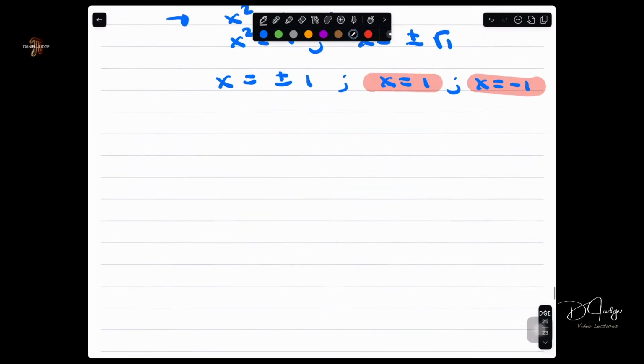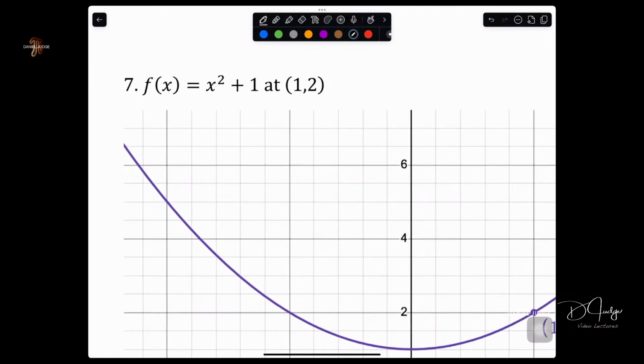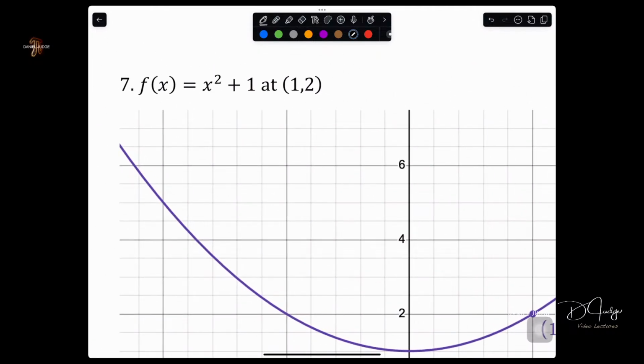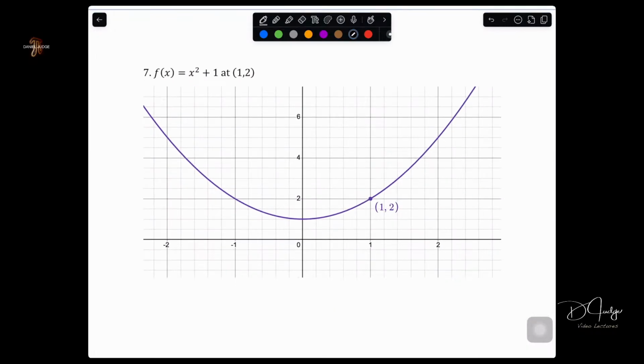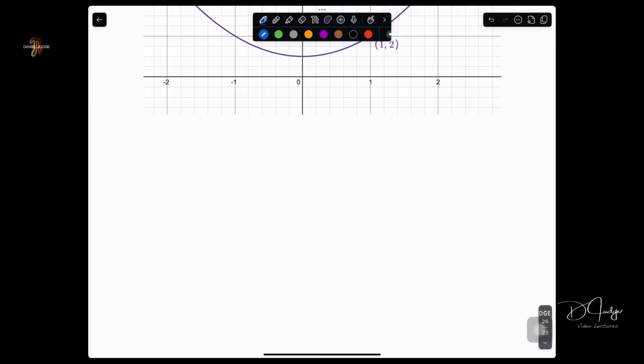Now, number 7 here, we're going to go through the same thing, but notice this. You have a nice polynomial function, and at (1, 2), they ultimately want to find the equation of the line tangent to the curve. So in this example, a is 1. So, okay, this is the location they're finding. So we need m tangent at that point.